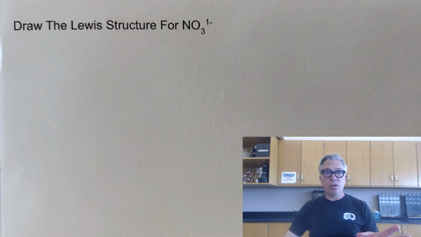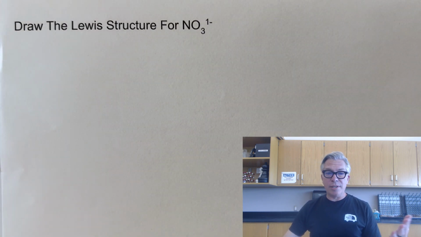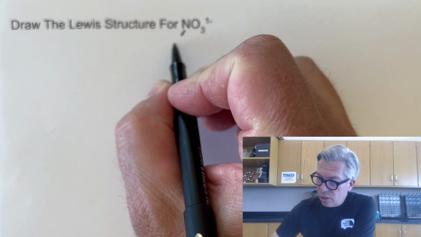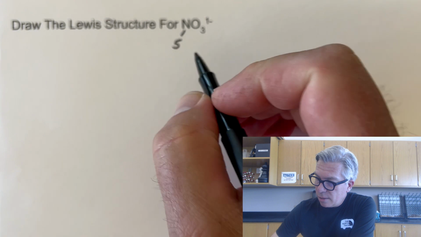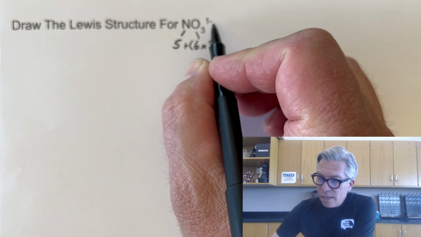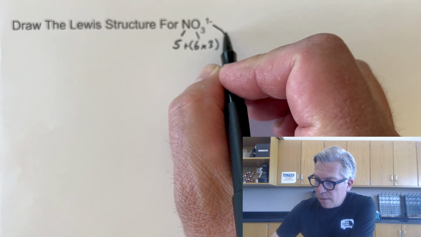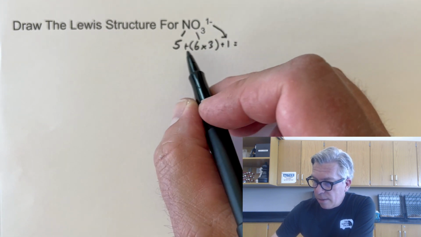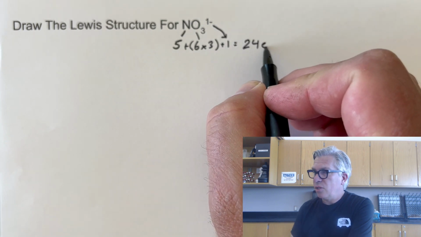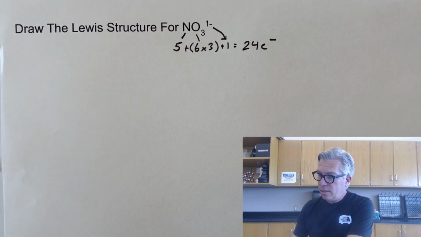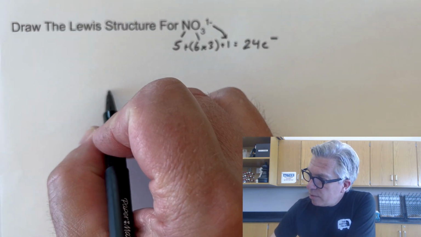I did want to try one that has a charge to it so that you get to see an example. This is a very common one, nitrate ion. Okay, so we're going to follow the same steps. Nitrogen is in column 5 of the tall columns. Oxygen's in column 6. There's 3 of them. But then there's a -1 charge. And my rules tell me that I have to add 1 to the total for each negative charge. So that gives me 24 electrons total. That's the only new glitch. The rest of it is similar to what we've been doing.